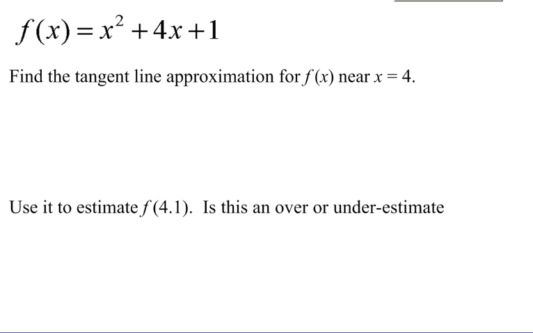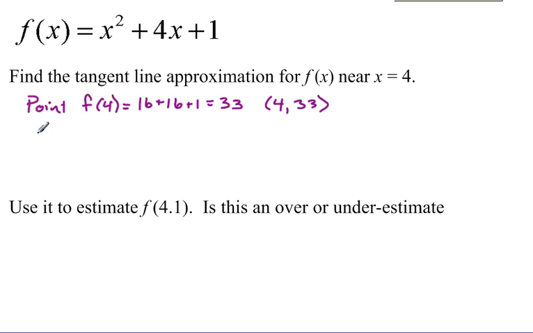All right, so let's look at our first problem. We're given a function and we're asked to find the tangent line approximation near x equals 4. This is basically saying find the tangent line at x equals 4. So let's go ahead and do the work for this. We first need a point, so let's put 4 into f. So f of 4: 4 squared is 16, 4 times 4 is 16, plus 1, it looks like my y value is 33. So I have the point (4, 33).